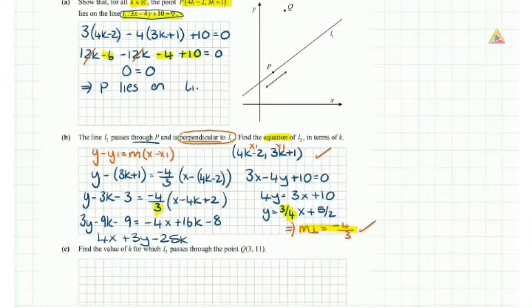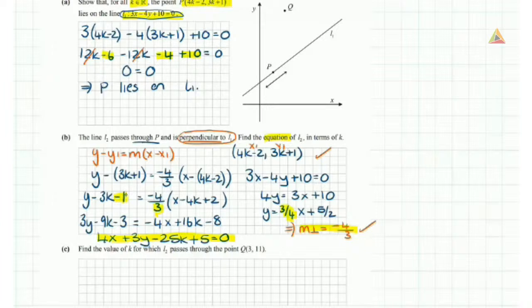And sorry, I've actually made a slight little mistake up here. I don't know where I got that 3 from. That should still be a minus 1. So when we multiply across by 3, that should be a minus 3. And that should give us a plus 5 here equals 0 at the end. So apologies about that. For some reason, I put in a minus 3 there instead, but it should have been a minus 1. So our equation of L2 in terms of k is 4x plus 3y minus 25k plus 5 equals 0.